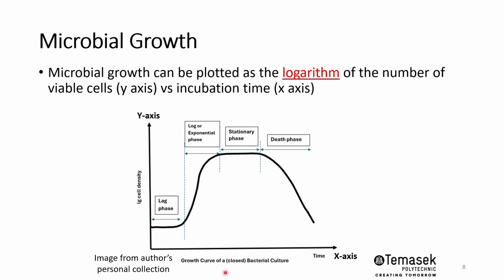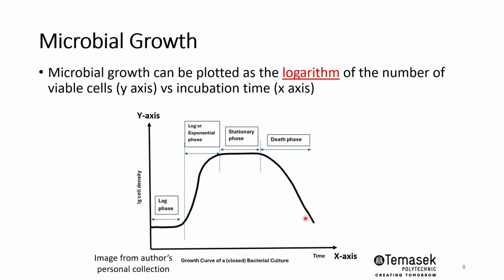So here you see the growth curve of a closed culture of a bacteria. In the beginning, there's a lag phase. As it grows in the culture, the cell density starts to increase over time of the incubation. This phase is known as the log phase, also known as the exponential phase. Eventually they will reach a stationary phase, followed by a death phase or decline phase, where the number of cells or the cell density decreases.